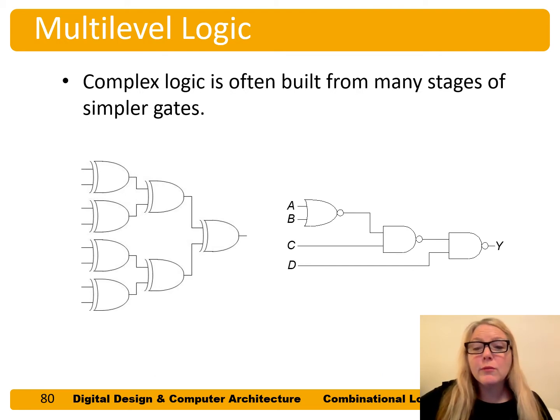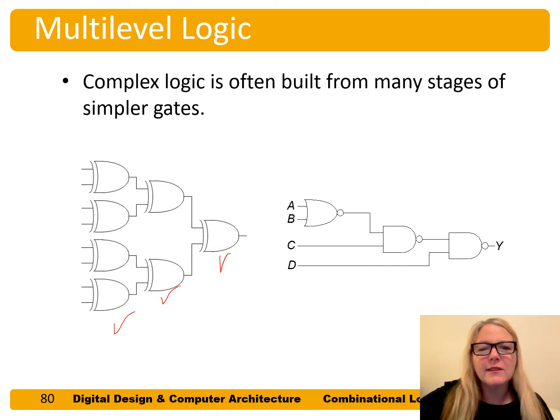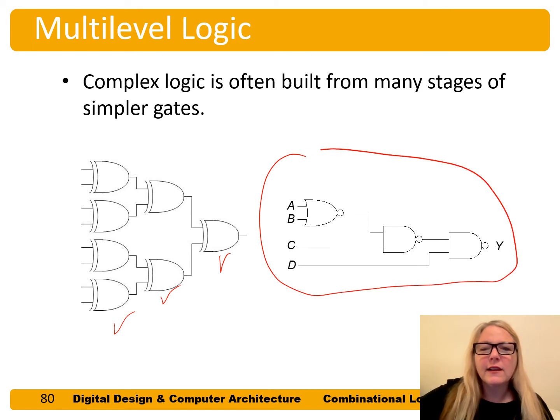So we can also use multi-level logic where we have more than two levels, and complex logic is often built from many stages of simpler gates. For example, here's an example of an 8-input XOR gate. It's completed by using 3 stages of 2-input XOR gates. And here is another function using 3 stages. Often this more complex logic we're going to implement using multiple stages.